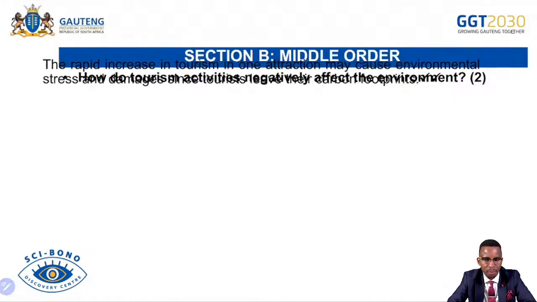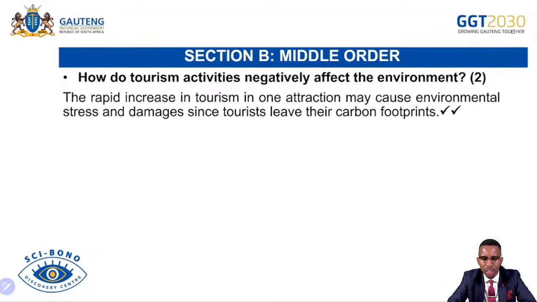Let's look at the answer. The rapid increase in tourism in one attraction may cause environmental stress and damages, since tourists leave their carbon footprint. So as tourists are in the particular area, they will be causing littering, they may be cutting some plants indirectly, and some parts of the environment or species will be destroyed. So that will cause environmental degradation, and it will affect the environment negatively because of tourism.